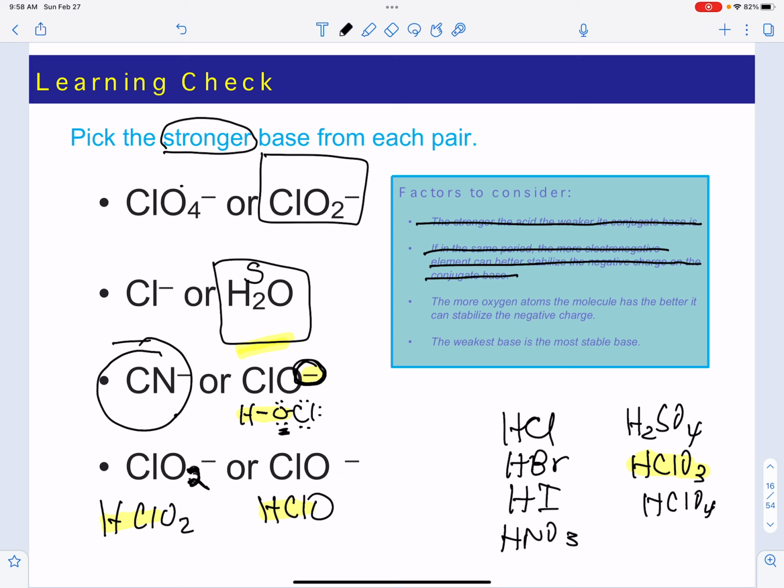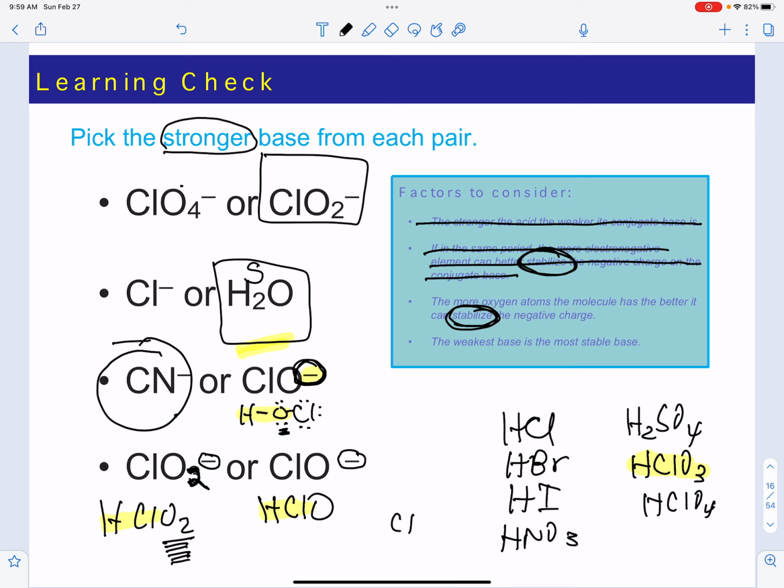So what do we use then? The more oxygen atoms the molecule has, the better it can stabilize. There we go again, that word, stabilizing. So the more you can stabilize this negative charge, the lesser the need to capture a proton, so it's not behaving like a base. So the weaker base. So which one has the most oxygens? These ones. And the reason for that is going to be resonance.